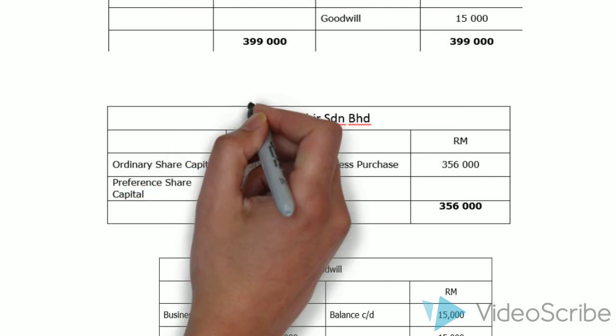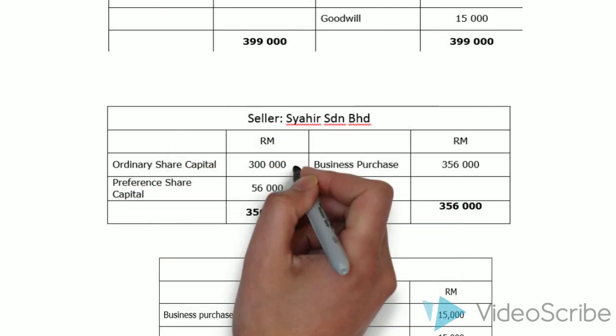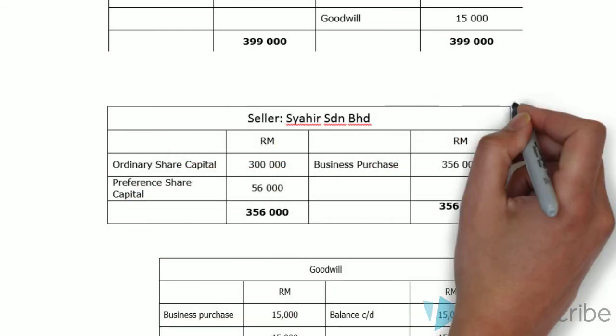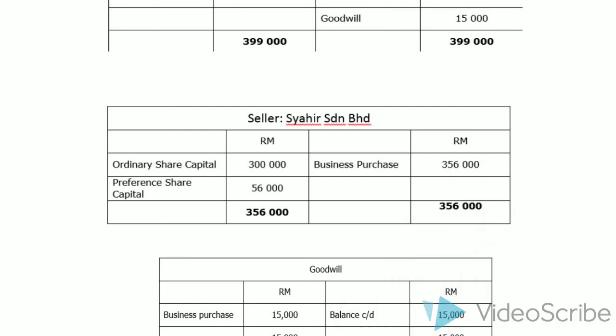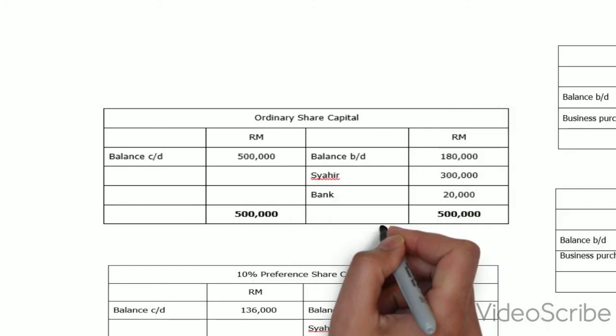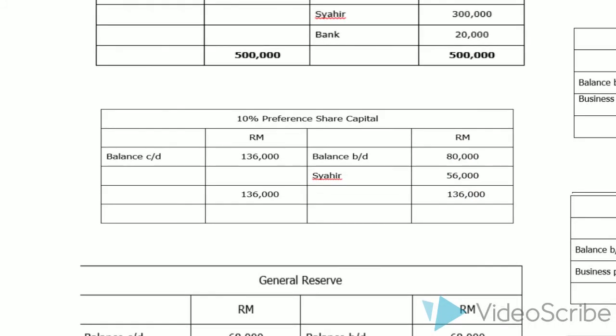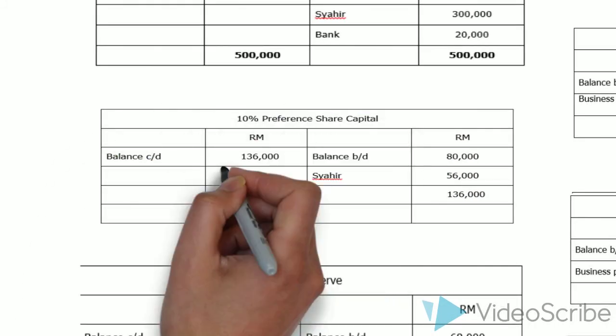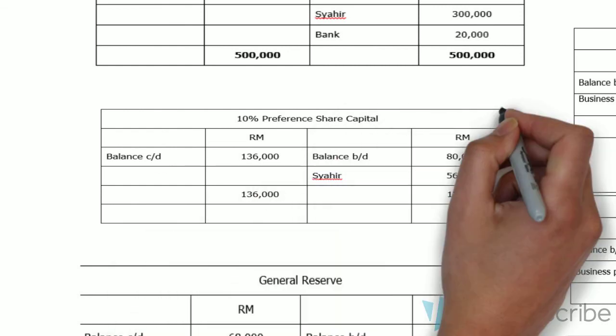Finally, the price consideration paid must be recorded. The seller, Shahi Sundaram Berhad, should be debited at Rm 356,000, then credit ordinary share capital of Rm 300,000 and preference share capital of Rm 56,000.